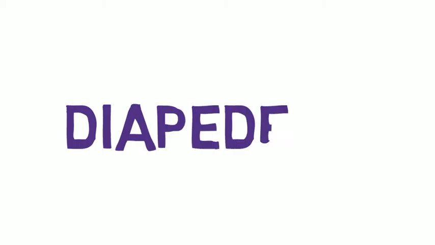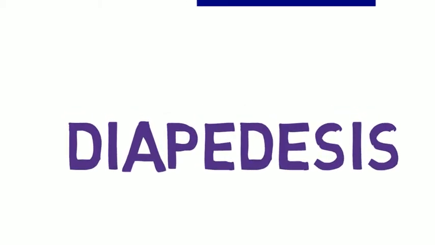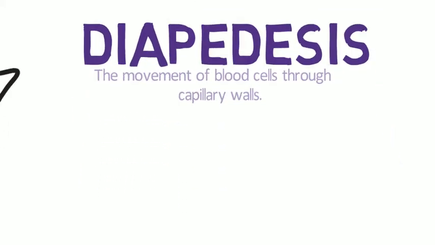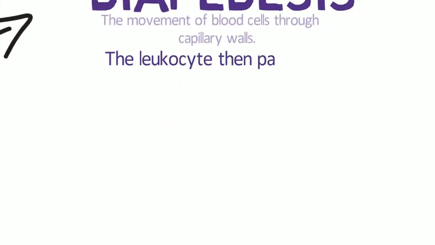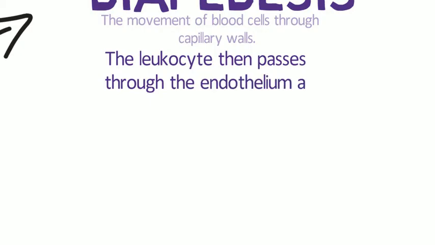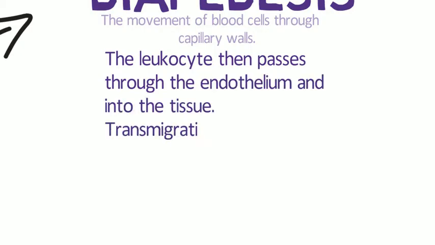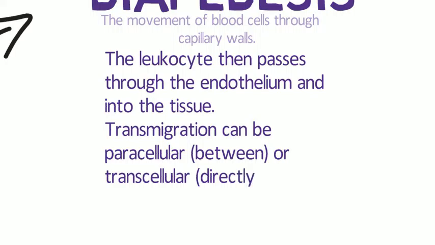Diapedesis can then occur, which is the movement of blood cells through capillary walls. So the cell passes through the endothelium and into the tissue. This transmigration can either be paracellular, which is between cells, or transcellular, which is through them.